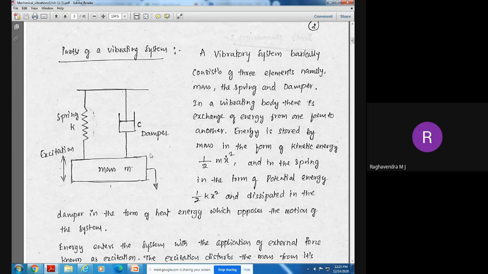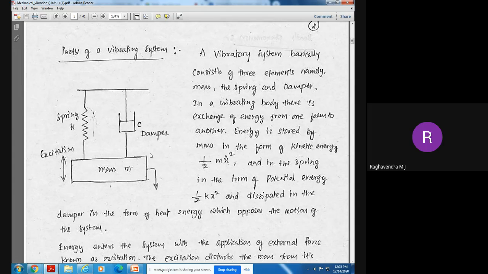Okay, and also the mass M. So the mass will have some magnitude. Whenever that is excited with the help of an external agency or external force, what happens? It will oscillate.